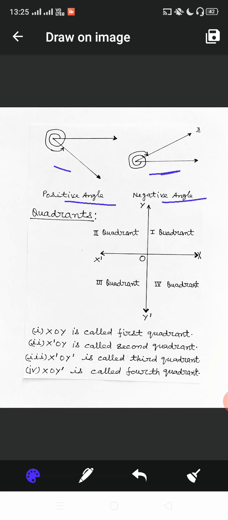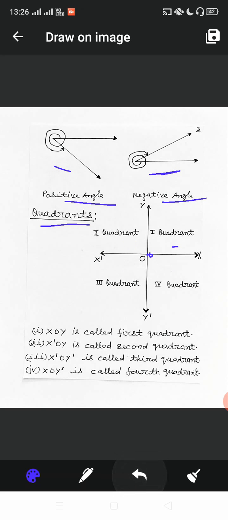Now we will discuss quadrants. Let X dash OX and Y dash OY be two perpendicular lines intersecting at O at right angle. The lines X dash OX and Y dash OY are respectively called the x-axis and y-axis. The lines X dash OX and Y dash OY dividing the plane into four parts are called quadrants.